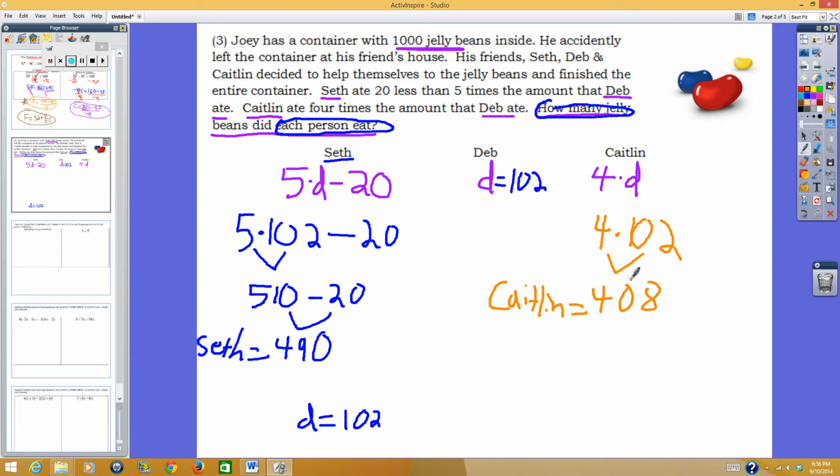Okay? So once again, I know there were a lot of steps for this one, but I really hope that by going through it, you were able to understand how to set up the equation for this word problem, as well as solve it. Okay?